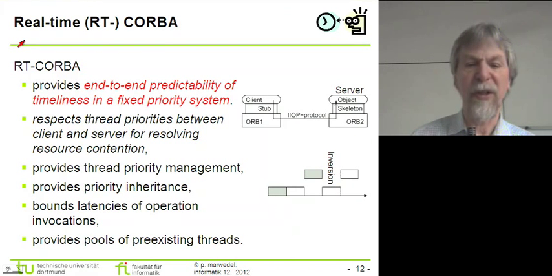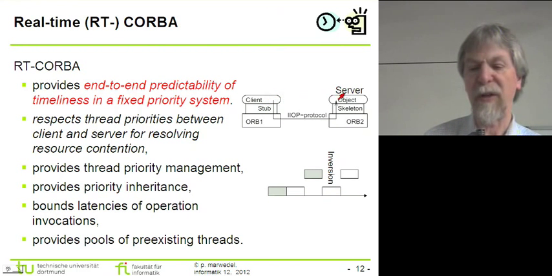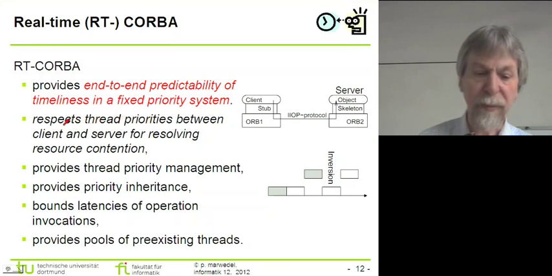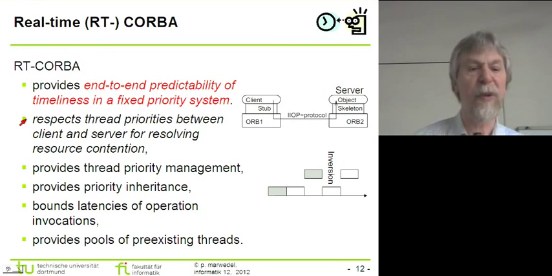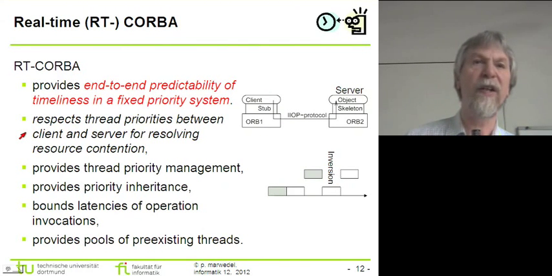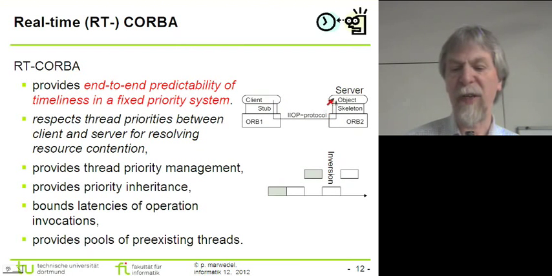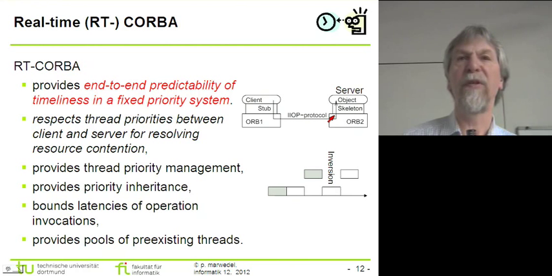This variant is called real-time CORBA. Real-time CORBA is providing end-to-end timing predictability in a fixed priority system. So that means that you now have guarantees for the timing behavior for this communication between client and server. Also, with this design of real-time CORBA, we are respecting thread priorities between client and server for resolving resource contention. That means if on the client side we would like to access the same resource with different priorities, we assume that the same priorities also exist over here at the server side, so that we don't have a completely different behavior with respect to access to shared resources.